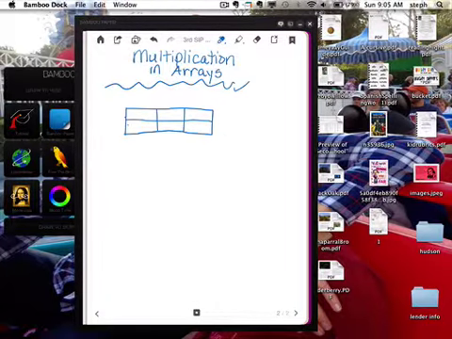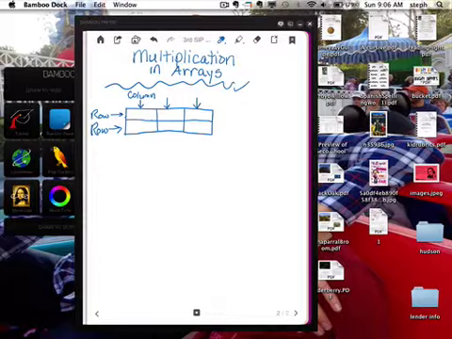So looking at this, you have rows. So you have a row going across, and you also have a row down here going across. You have columns. Columns are going down. So this is a column, this is a column, and this is a column. So they're all columns going down, rows going across. An array is just a box or a rectangle that's divided into equal parts.